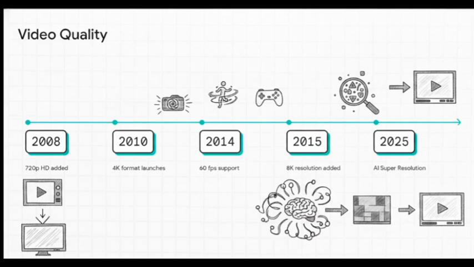But what is absolutely wild about this progression is the October 2025 update. The platform started rolling out AI-driven super resolution. They are actively using artificial intelligence to upscale older, low-quality videos to a crisp 1080p. Think about that. They aren't just supporting newer, better cameras. They're actually upgrading the past.